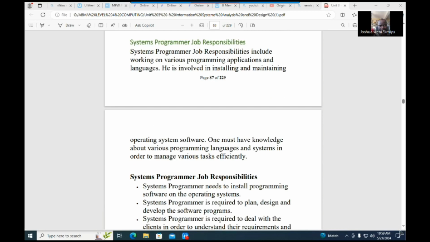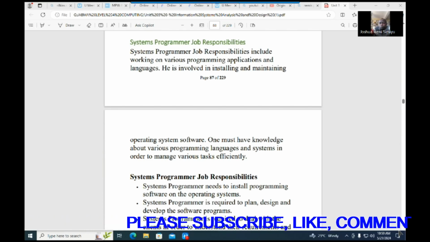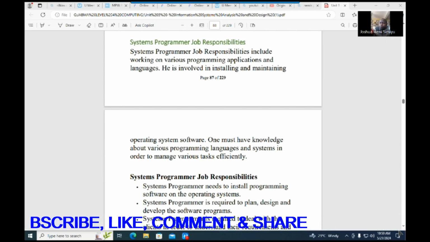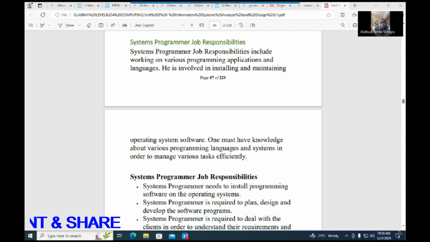Now let's talk about the system programmer's job responsibilities. What are the responsibilities of the programmer? Of course we said the programmer converts the proposed design into a real system. So he's going to work on various programming applications and even languages. One, he will be involved in installing and maintaining operating system software. That is the first role.